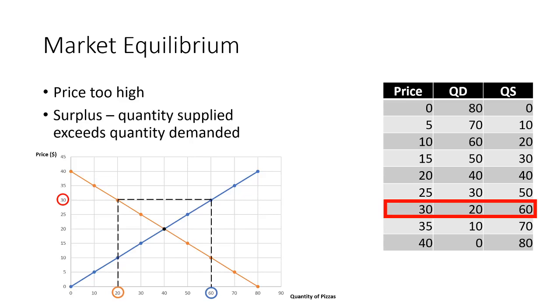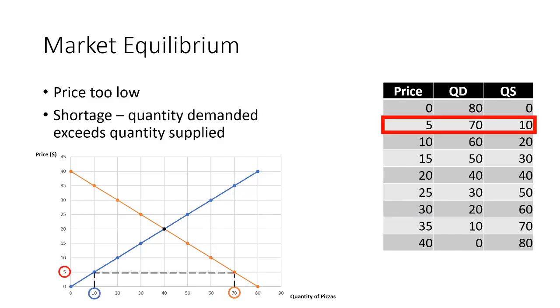Well, first, we can have the price set too high. This would be called a surplus. And a surplus just means that we're going to have more supplied than what is demanded. So our quantity supplied exceeds quantity demanded. Over here, we can see that we have 60 units supplied and only 20 units are demanded at that price. To sell all these units, we're going to have to lower the price until we get down to whatever is demanded at that price.